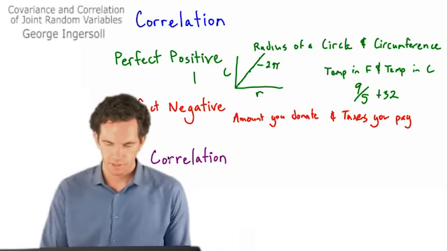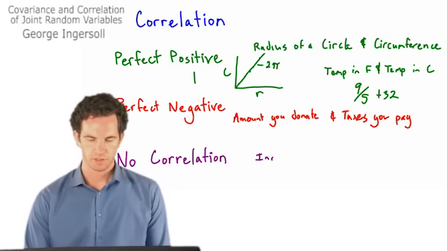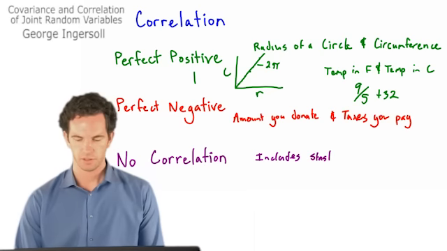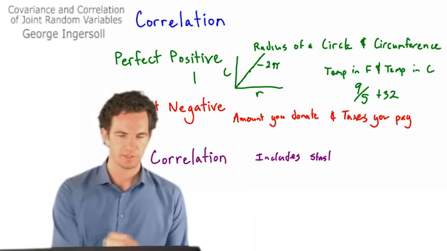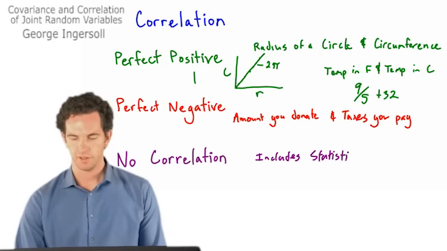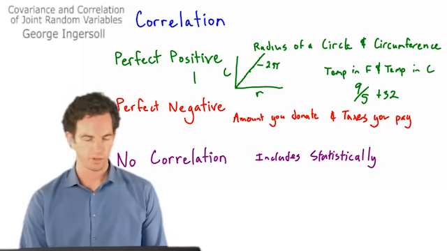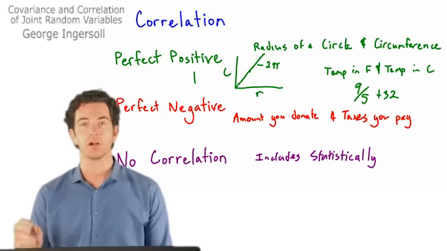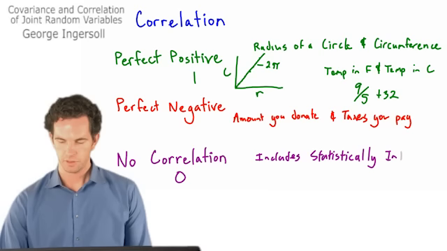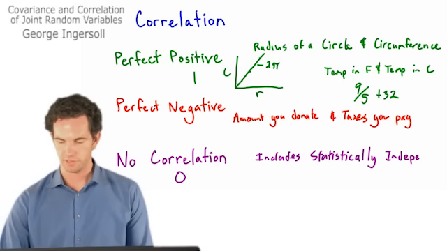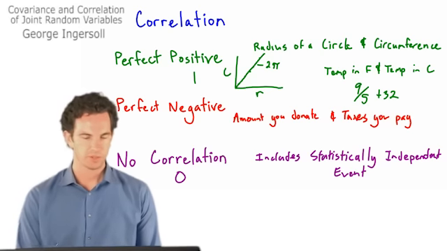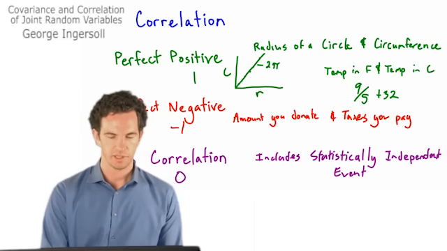So I'm going to write down here that no correlation includes statistically independent events. But that does not mean that all events that have no correlation are statistically independent. Oh, also, I want to write down here that no correlation means a correlation of 0. And of course, perfectly negative correlation is -1.